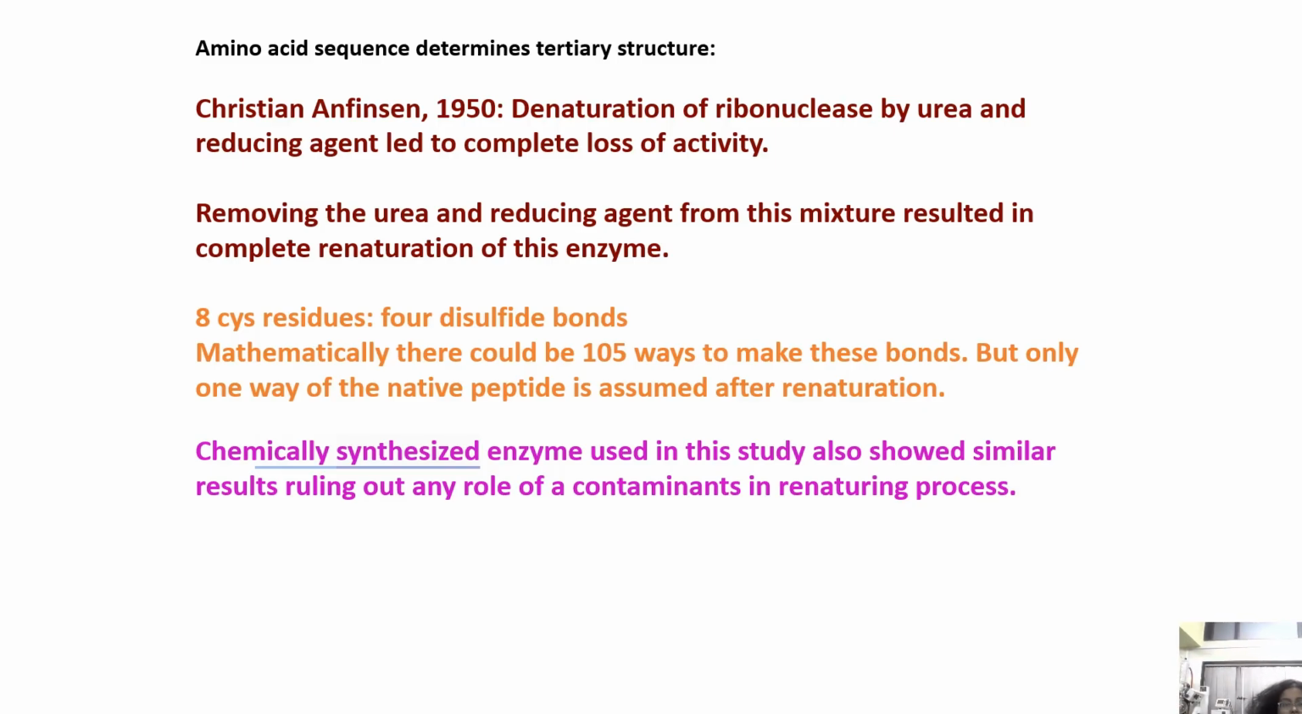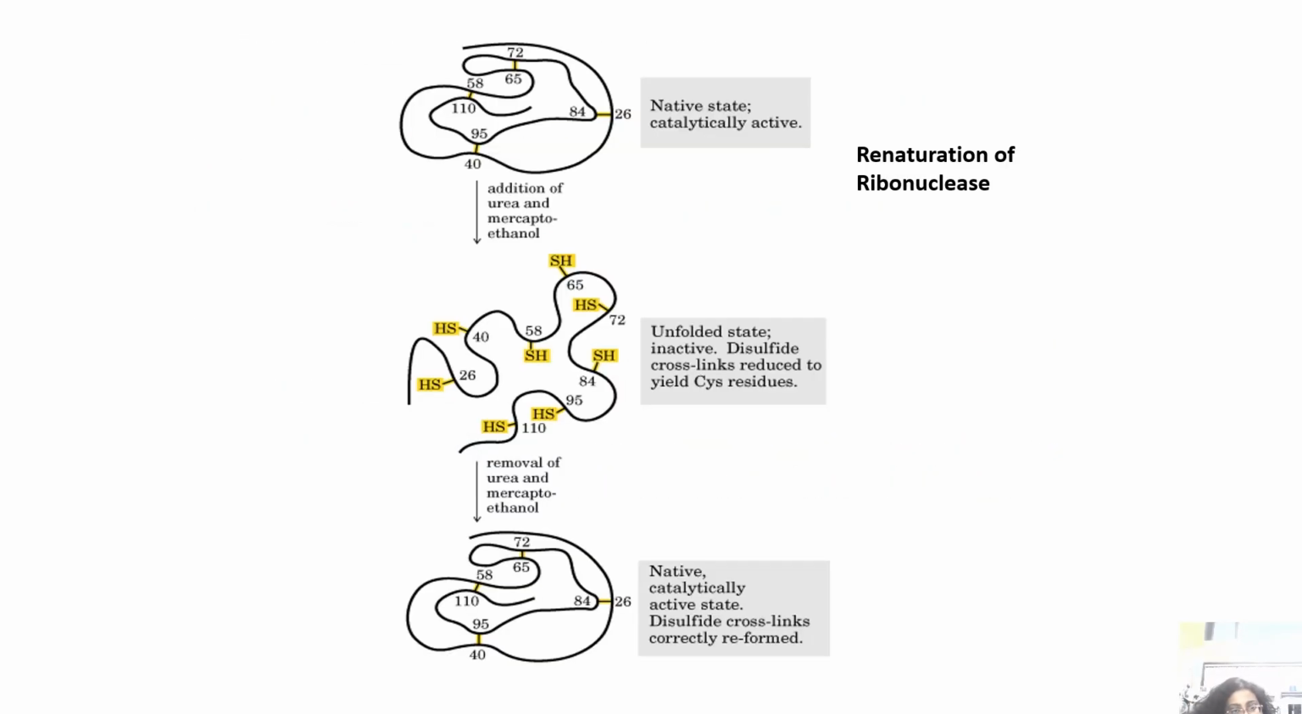Okay. So mathematically there could be 105 ways to make these bonds, but only one way of the native peptide is assumed after renaturation. Now, the chemically synthesized enzyme used in this study also shows similar results, ruling out any role of contaminants in the renaturing process. This is a native state, renaturation of ribonuclease.